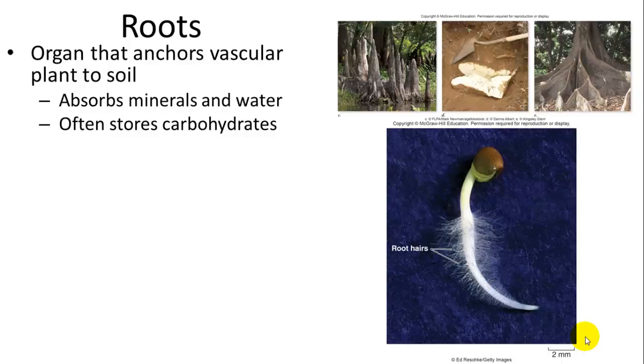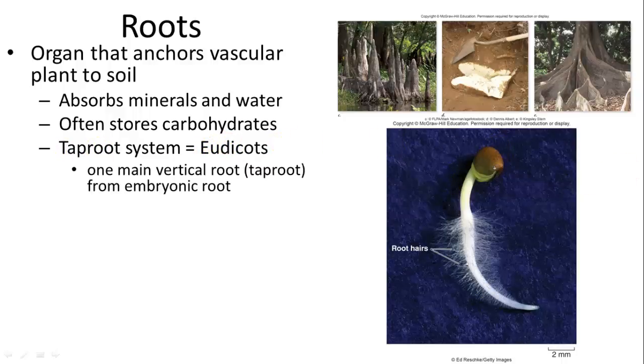They can also store carbohydrates, so this is a large tuber plant which has lots of starch in it. There are different types of roots. For dicots, and we'll go over differences between dicots and monocots in a minute, they have one large taproot, and then branches off of that taproot are lateral roots. The first structure that grows from the seed is the taproot, and then any structures extending from that are lateral roots.